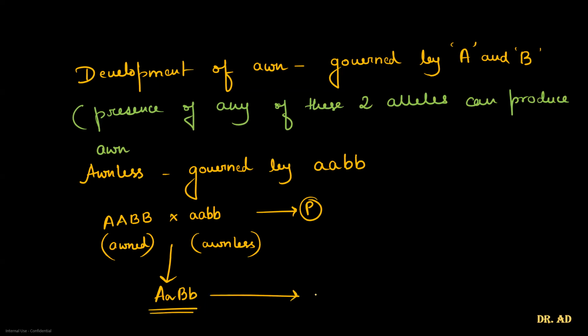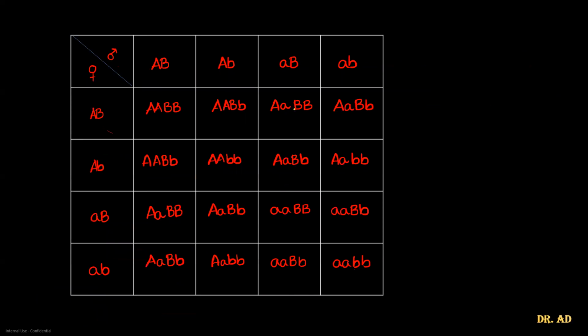Now this one is definitely what? "On" or "onless". This is "on". Why? Because what did I say? Presence of any of A and B can produce "on". Here, both are present. Therefore, obviously it is "on". Now, this cross, F2. Selfing is done. Okay.